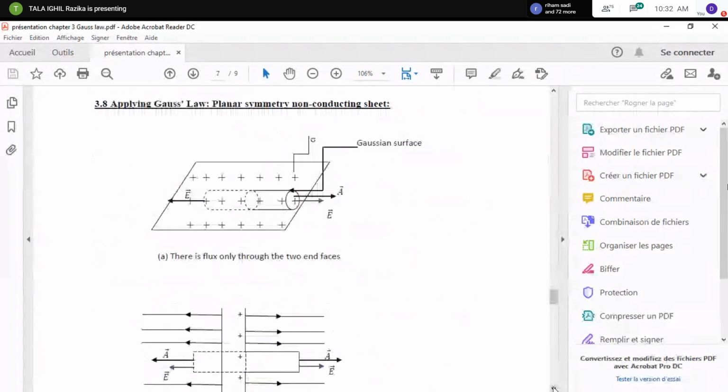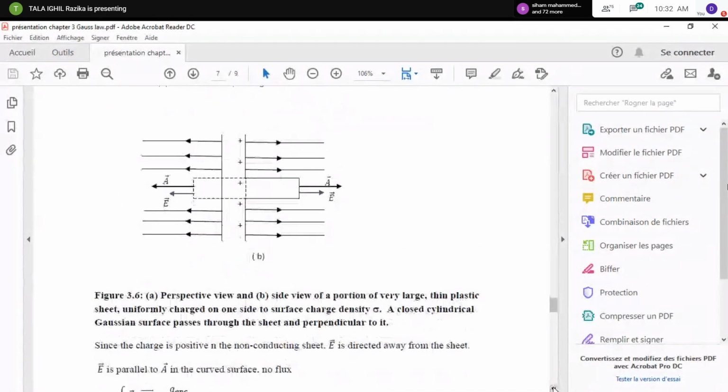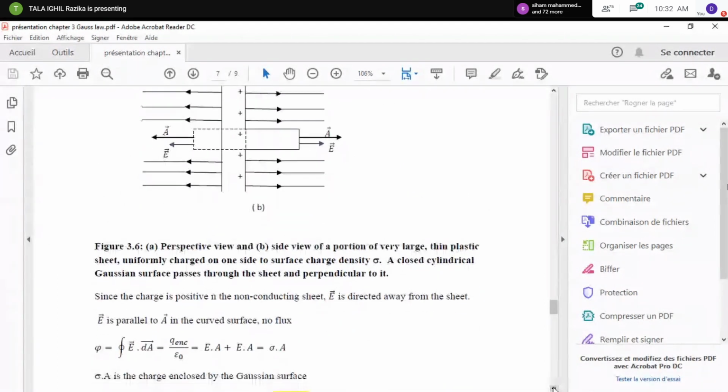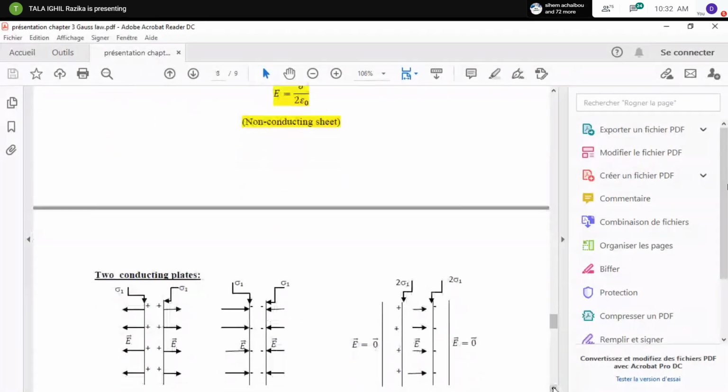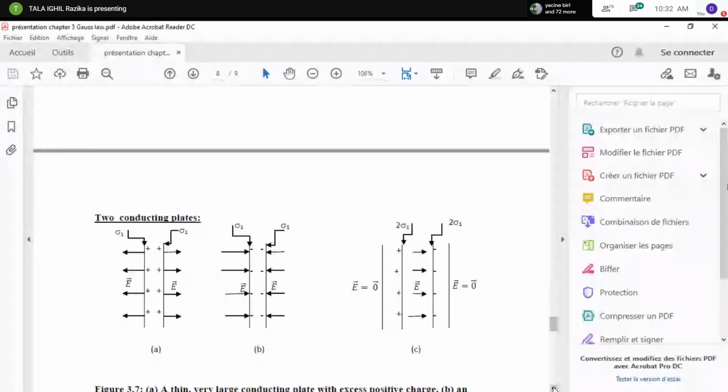Now let us continue. Just ask your questions. If you have questions, I'm going to read them and explain them. Okay, now let us see the case if you have two conducting plates.